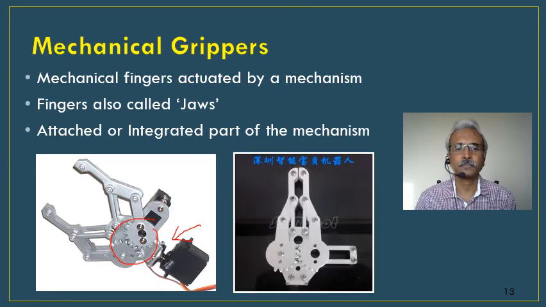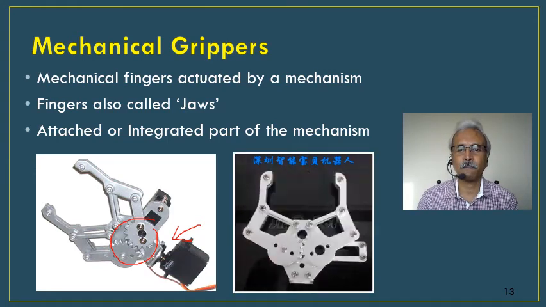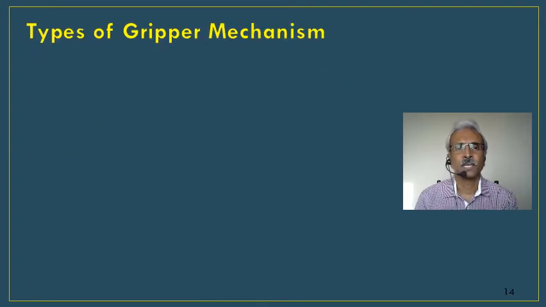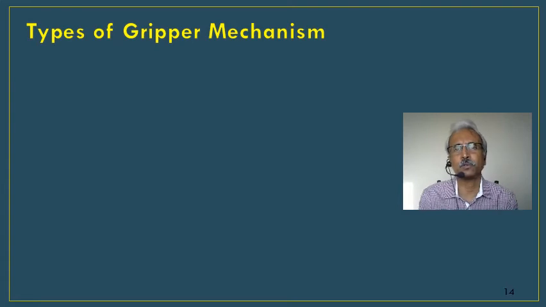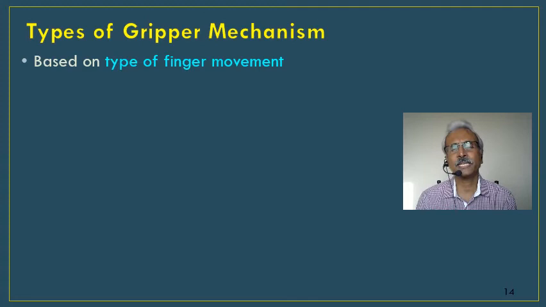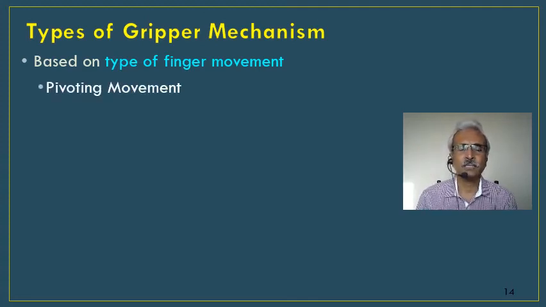So here you can see the animation for the mechanism. Next is about types of gear mechanism. What sort of mechanism do I use to make my fingers open and close? Obviously there could be so many mechanisms, so let's see a few of them. It's based on the type of finger movement. How do I make my fingers move? Under this, one simple thing is a pivoting mechanism or pivoting movement.